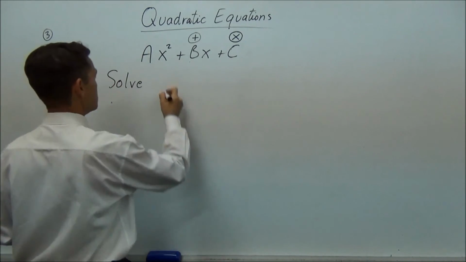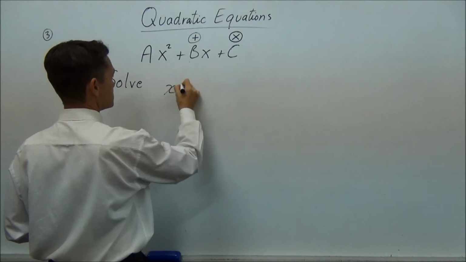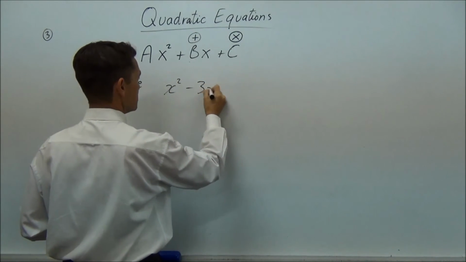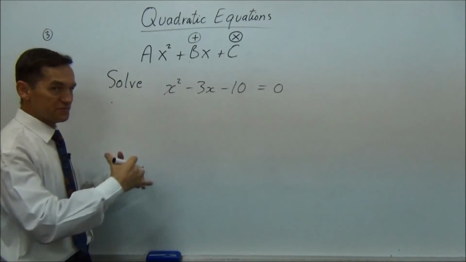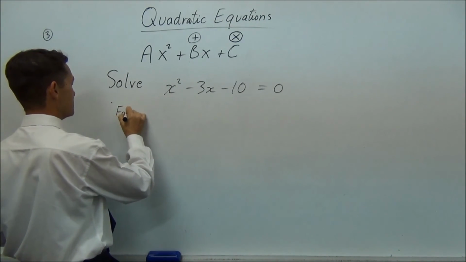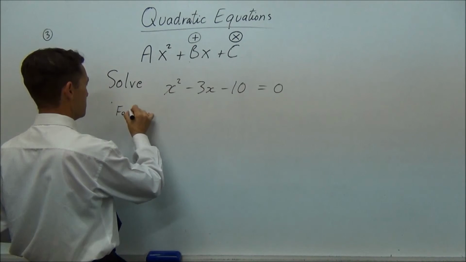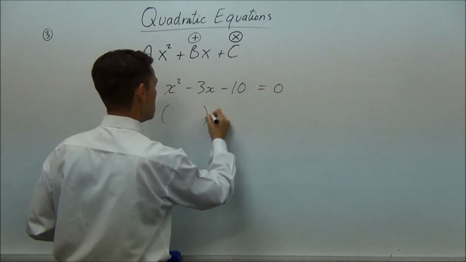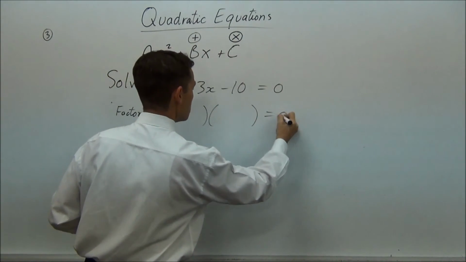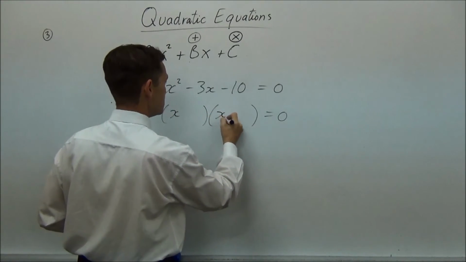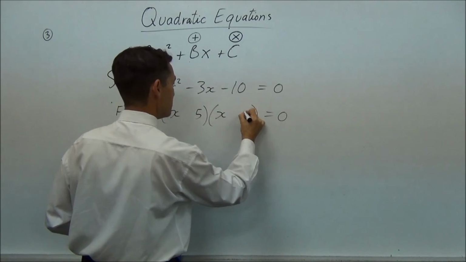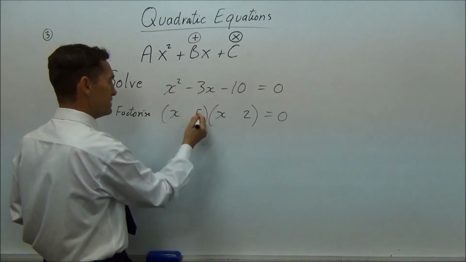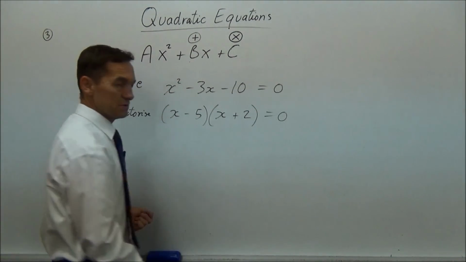So what was the last one we did? Solve x squared minus 3x minus 10 equals 0. Let's factorise it first. So we factorise it, and you can probably remember what we factorised it to. That's an x, that's an x. 5 and 2, because it's going to be a 3, so let's make that a 5, and then a 2, that's negative, so negative 5 plus 2.